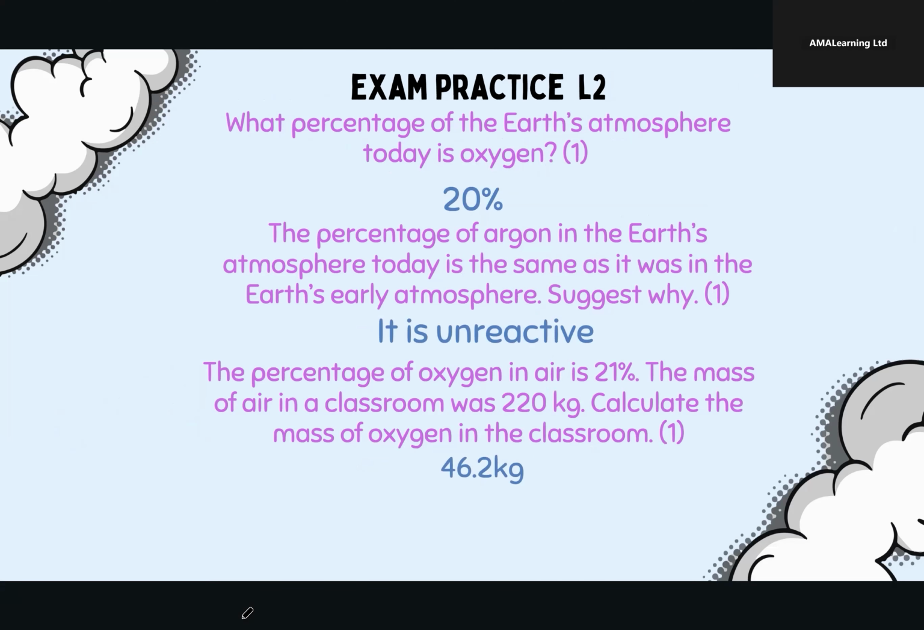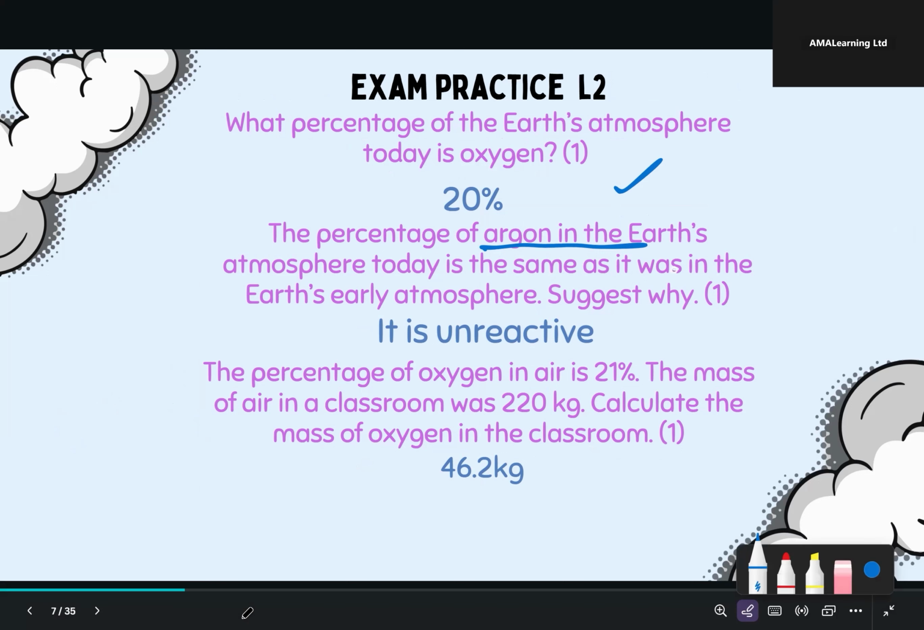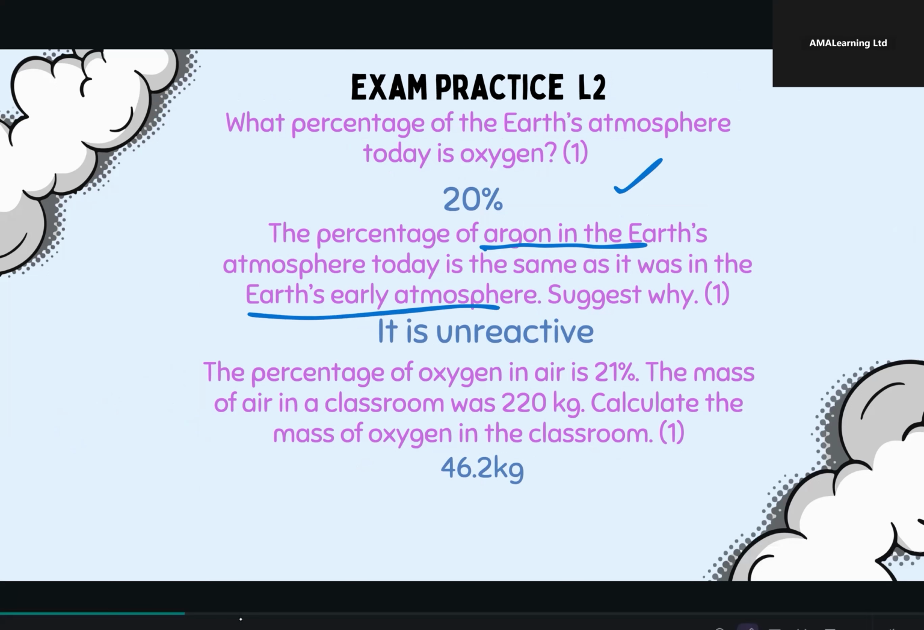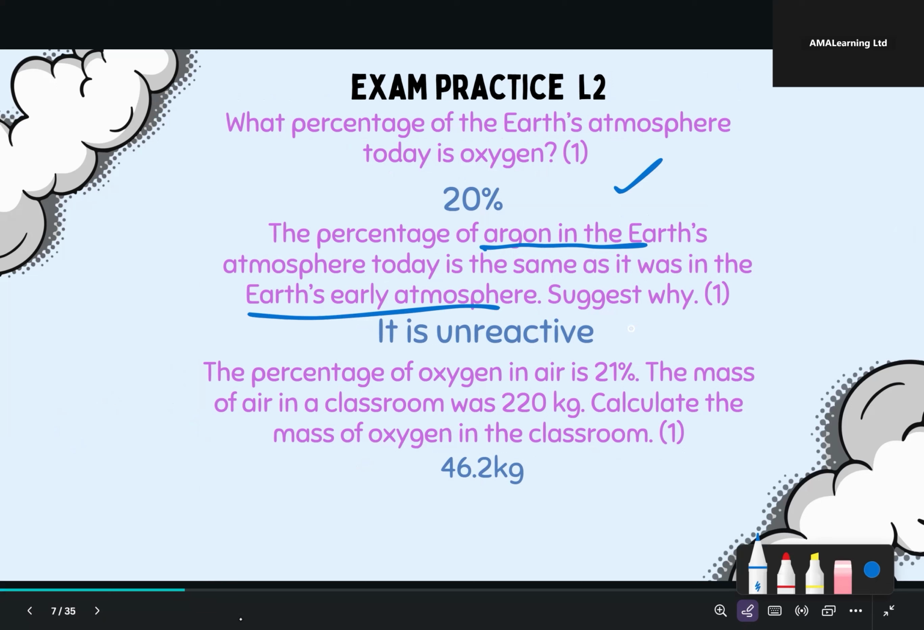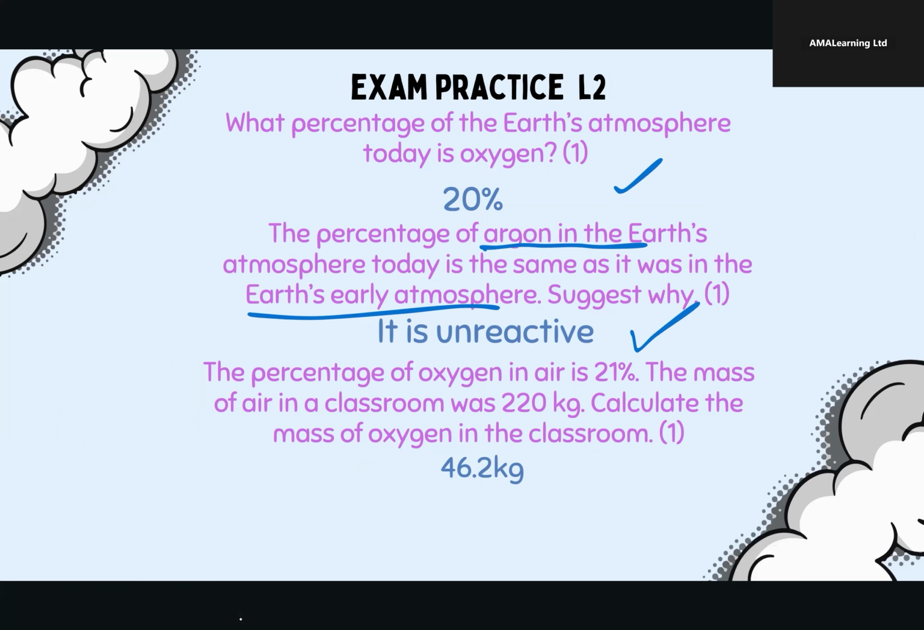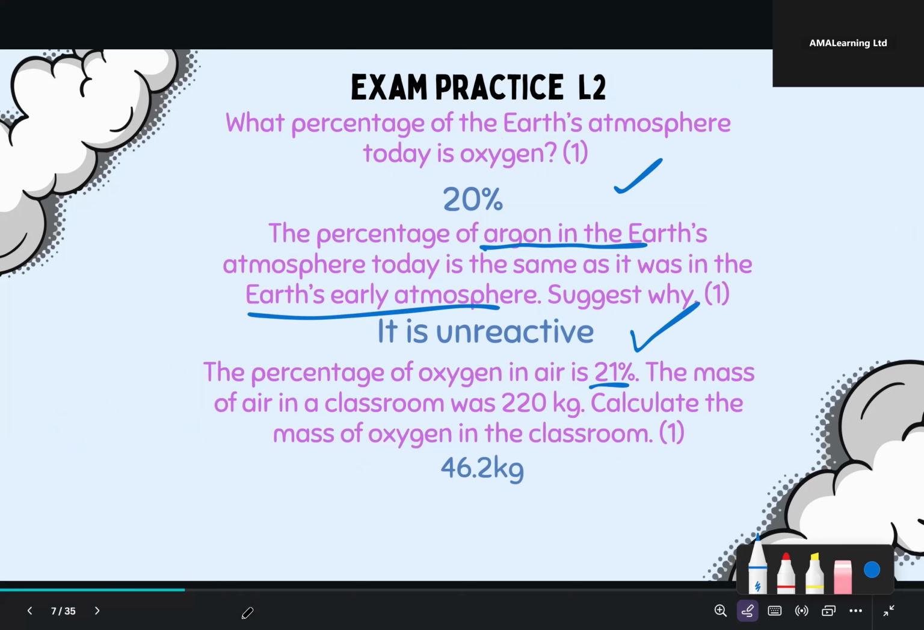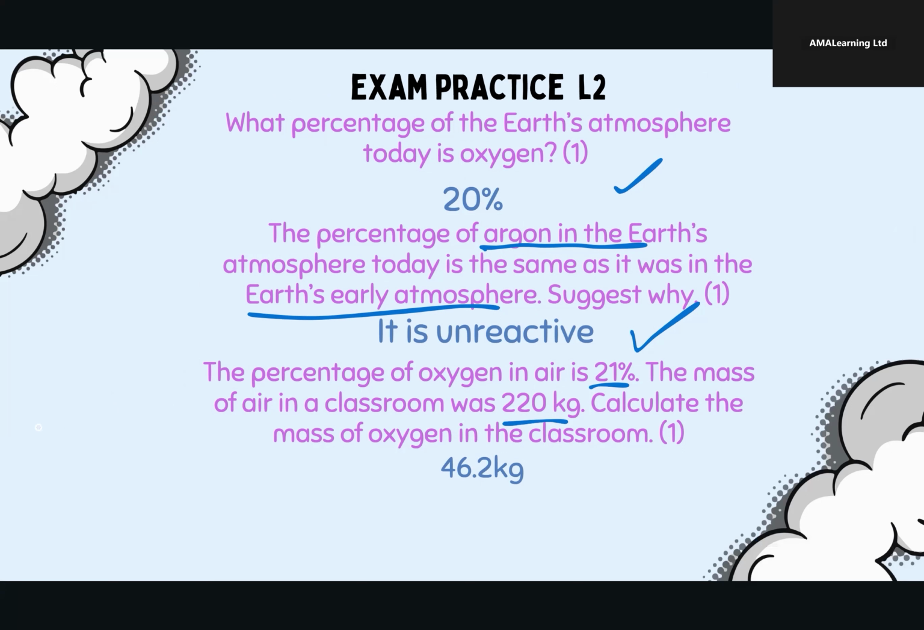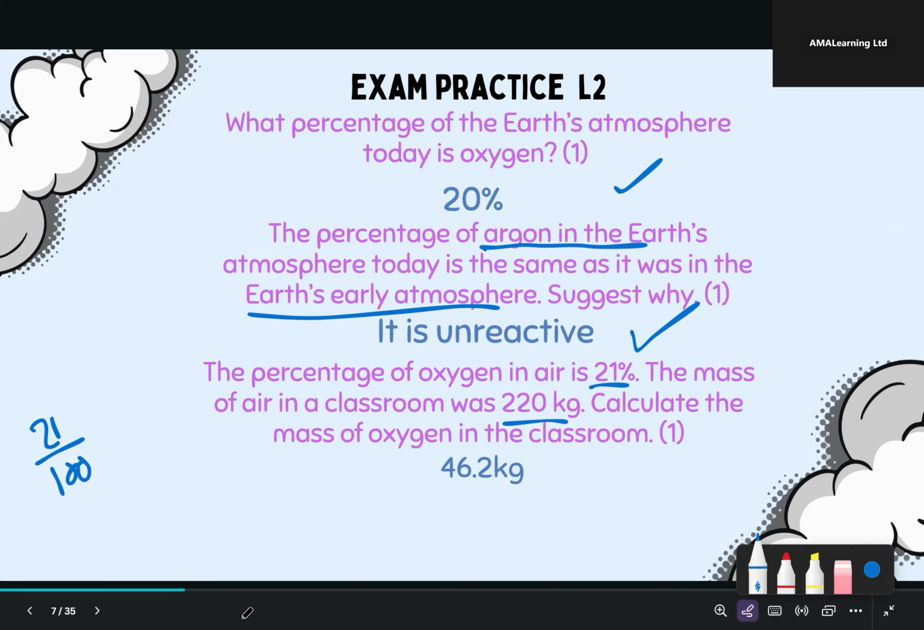So, what percent of the Earth's atmosphere today is oxygen? Around 20-21%. The percentage of argon in the Earth's atmosphere today is the same as it was in the Earth's early atmosphere. Suggest why? Because it's unreactive. Now, the percentage of oxygen in air is 21%. The mass of air in the classroom was 220 kilograms. Calculate the mass of oxygen in the classroom. So all you're doing here is 21 divided by 100 times 220, and that equals 46.2 kilograms.